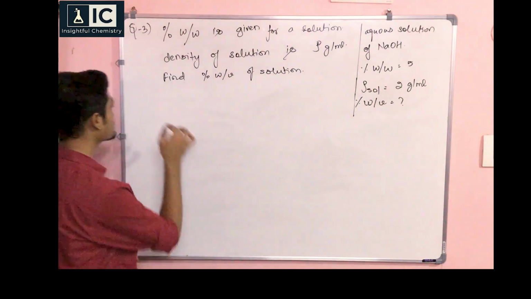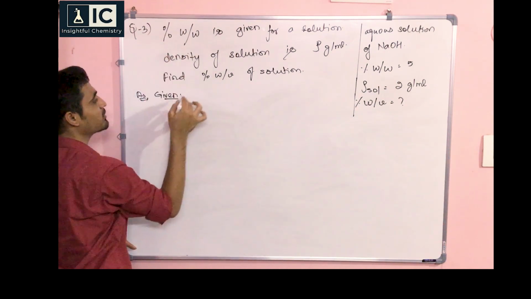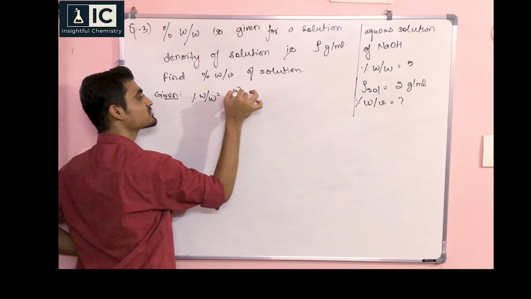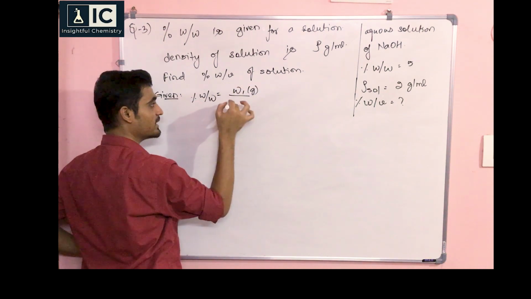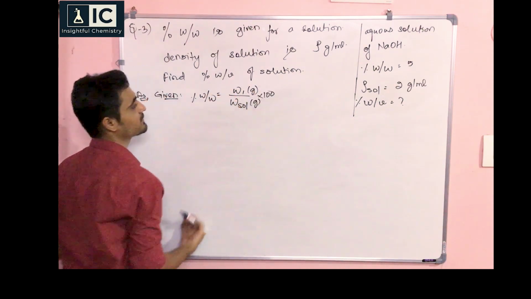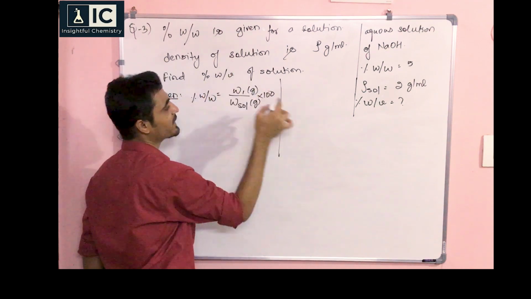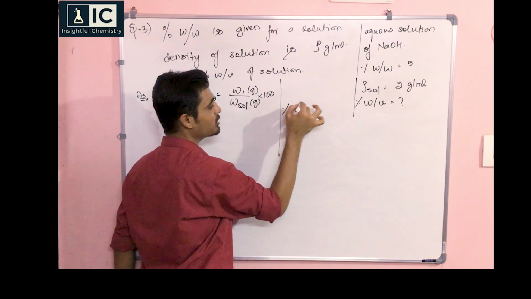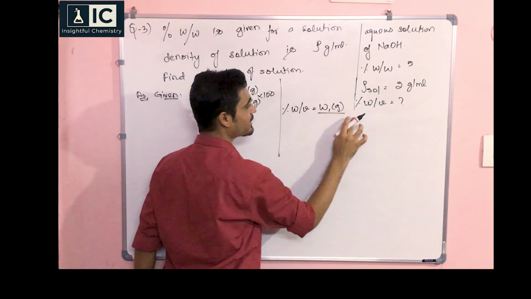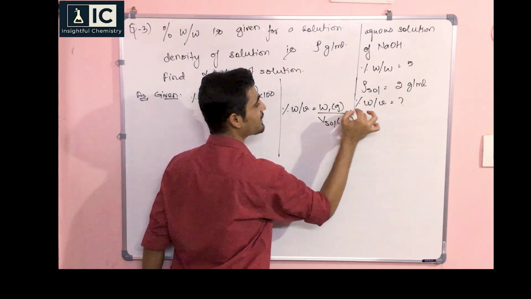So again, as I said, what is your first step? Whatever is given, what is given? W by W. So W by W is what? Weight of solute in gram upon weight of solution in gram multiplied by 100. This is the formula. And what we have to find is percent W by V. So what is percent W by V? It is weight of solute in gram divided by volume of solution in ml multiplied by 100.